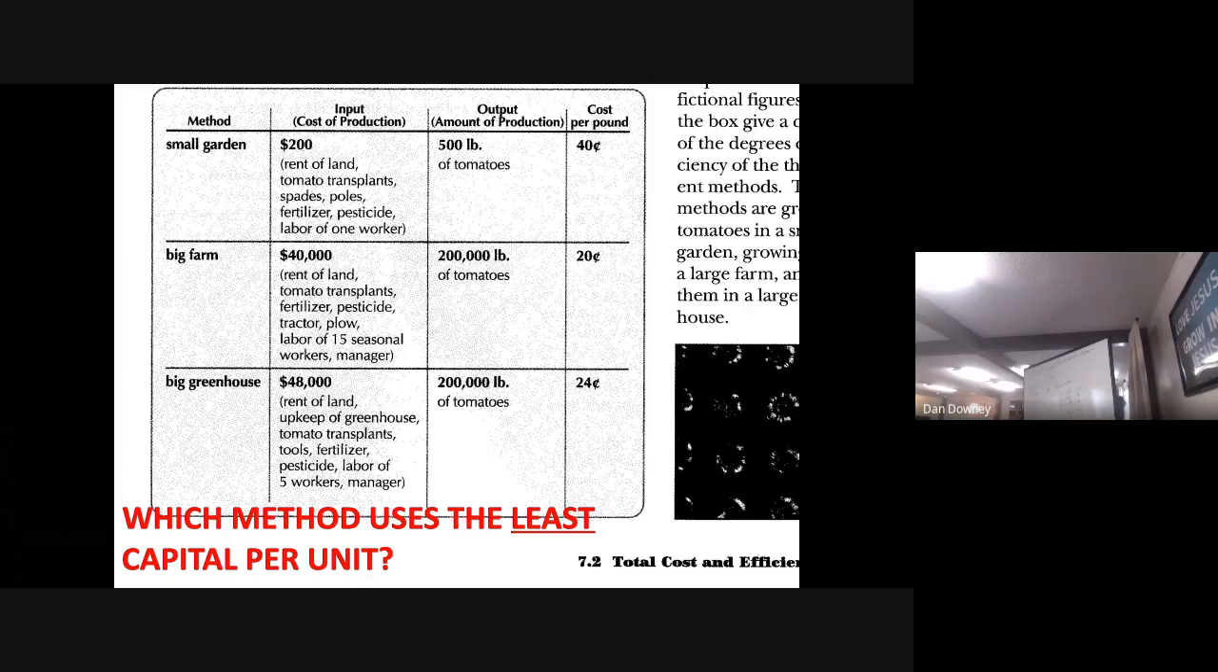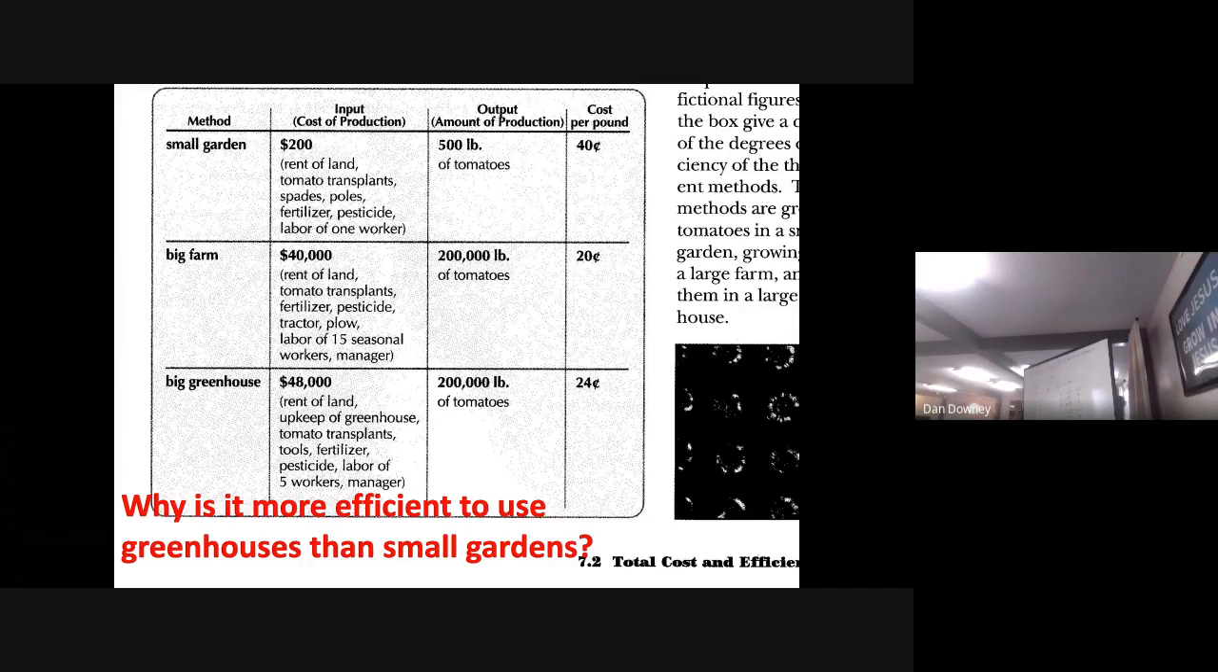So cost per pound. And so that's an easy question. You're just looking at, it's already done for you. Which method is the least capital cost per pound? Which is more efficient? We talked about this last week. So if you said which one is most efficient, well, this one's most efficient. That's the same thing. Cost per pound is less, but which is greenhouses or the small gardens? Well, this is less than that, 24, so that's more efficient.